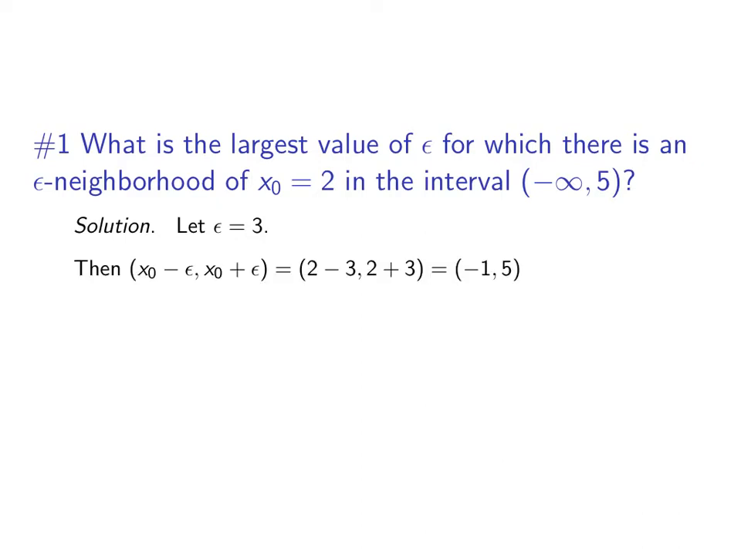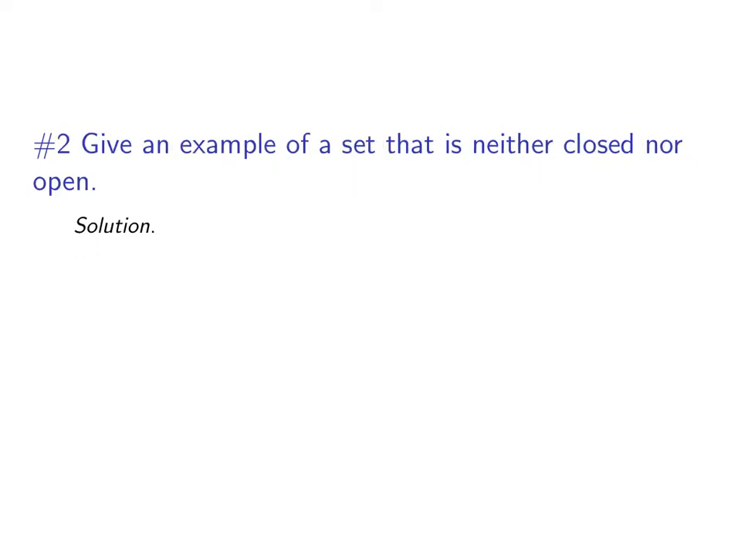It works fine. The interval, that's x naught minus epsilon and x naught plus epsilon, would be the interval -1, 5, and the open interval -1, 5 is a subset of the open interval -infinity to 5. Neither one of them pretends to have the number 5 in them, and so it's completely cool to have epsilon equal 3.